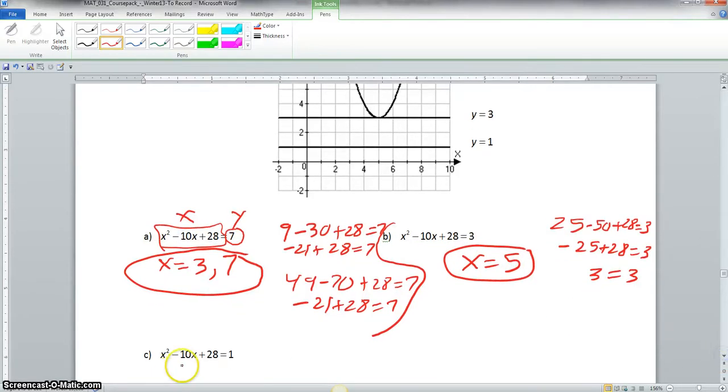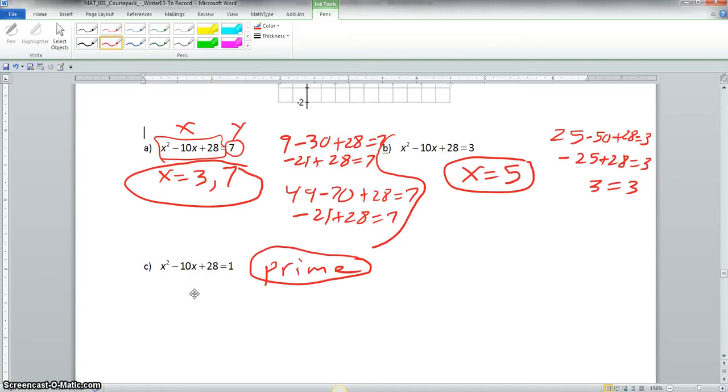Now we go down here, it says x squared minus 10x plus 28 is 1. So we're basically going to go where y is 1, which is here, and we need to find out what our x values are. Now if you notice here, this graph does not hit where y is 1. So our answer here would be just prime. And that is our final answer.